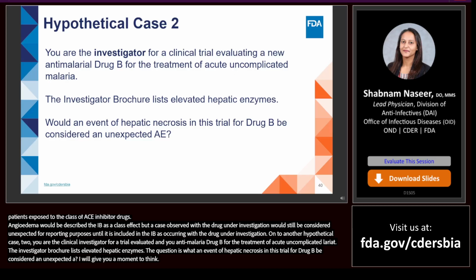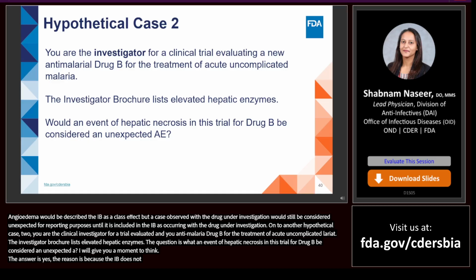So the answer is yes, hepatic necrosis in this hypothetical case would be considered unexpected. And the reason is because the IB does not list the AE at the severity observed. So you're seeing hepatic necrosis when only elevated hepatic enzymes are noted in the investigator's brochure.